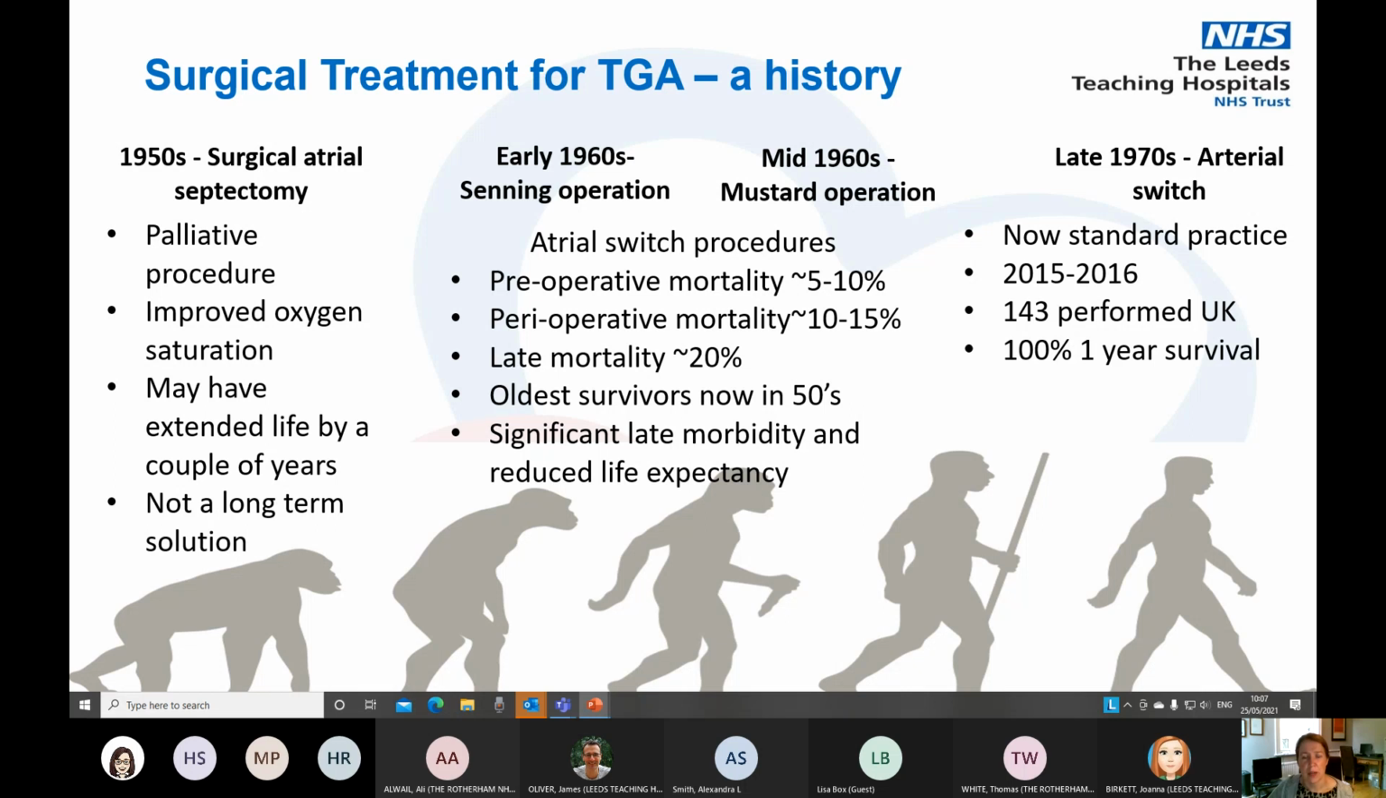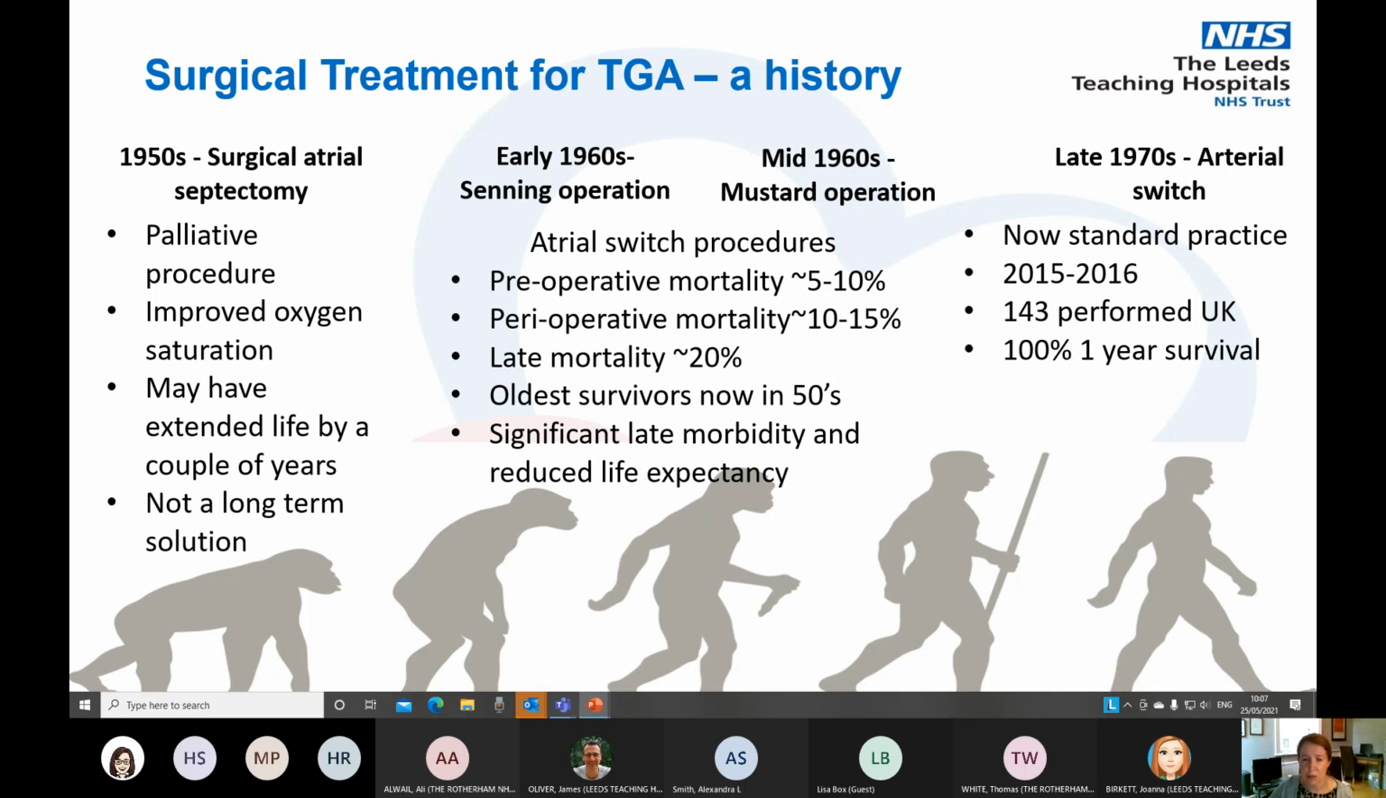And these two are technically slightly different, but physiologically are the same. And these are the atrial switch procedures, and we have got a session booked in to talk about atrial switch. But these had a preoperative mortality of around 5 to 10%, perioperative mortality of 10 to 15%, and a late mortality of around 20%. The oldest survivors are now in their 50s.